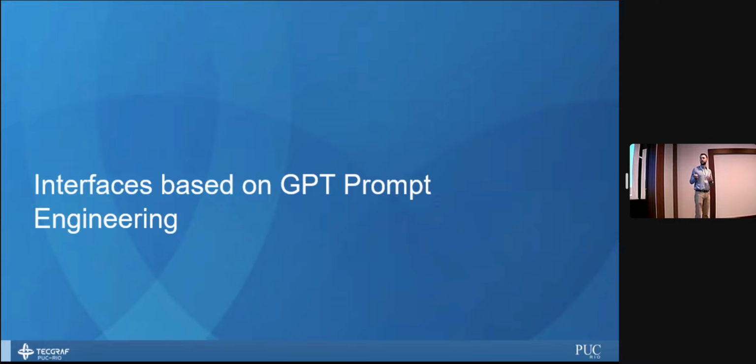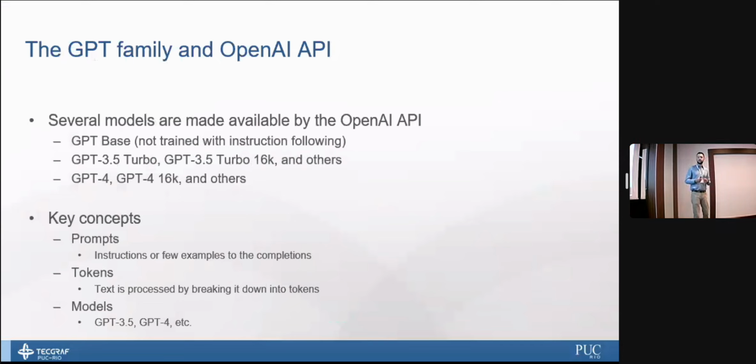The first one is what I'm calling here the interfaces based on GPT prompt engineering. In this case, we're going to consider the GPT LLM as it is, and we're going to use prompt engineering techniques to create this interface. So first, a quick overview of the GPT family. We have several models available from the OpenAI API. We have the GPT base, which is not fine-tuned for dialogues. We have the GPT 3.5 Turbo, and then we have the 16K version of it, which allows us to use 16,000 tokens as prompts. And then also, of course, we have GPT-4, which is the biggest and most expensive, and so on.